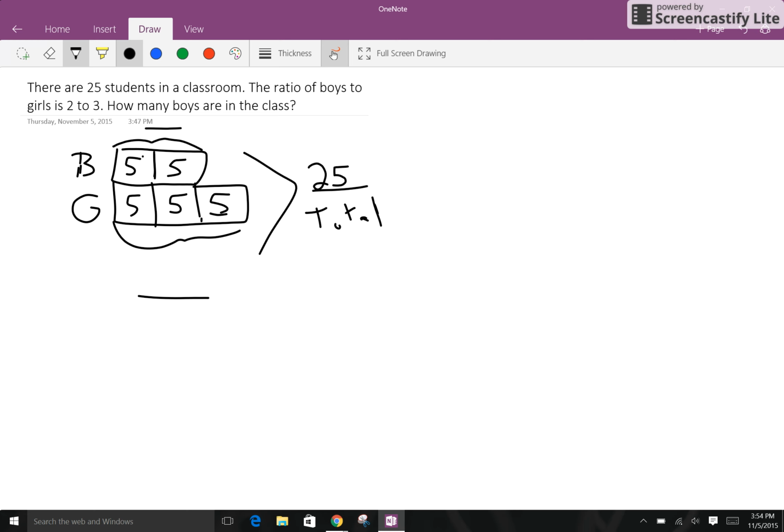Which then tells you that for the boys, there's going to be 10, and then for girls, there's 15. So your answer to the problem is going to be 10 boys in the class. So this is a tape diagram.